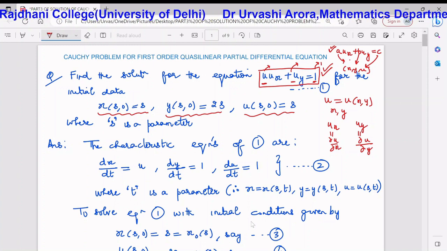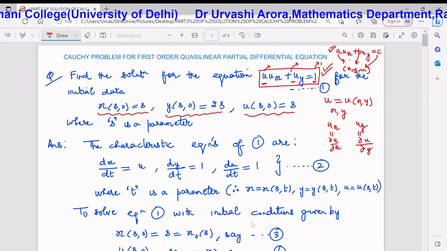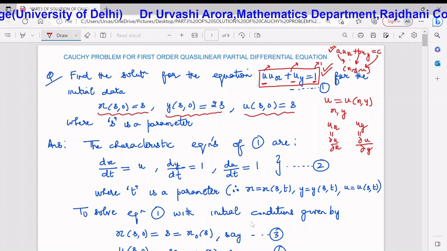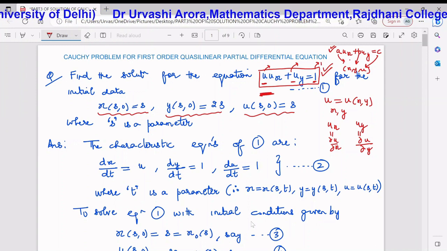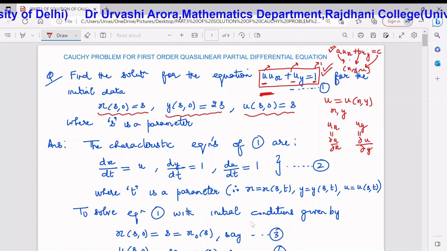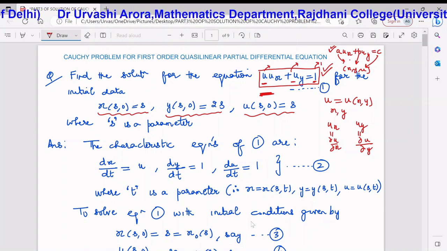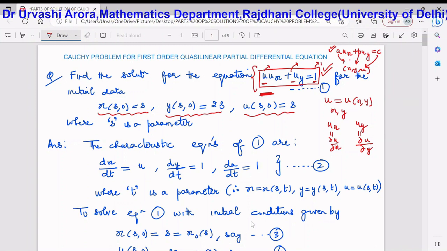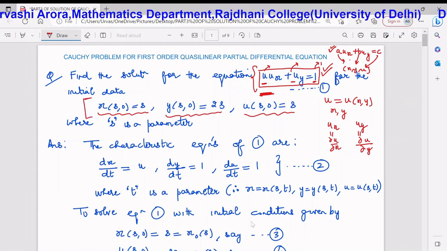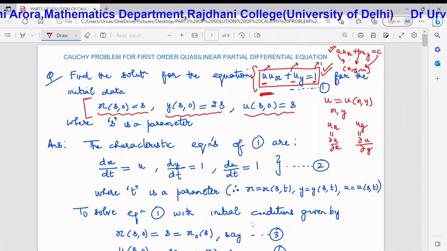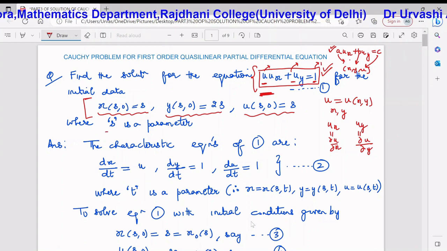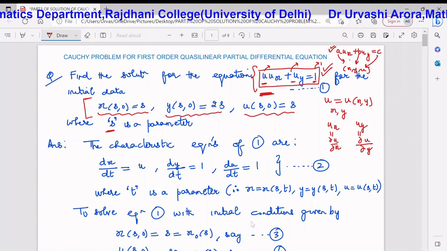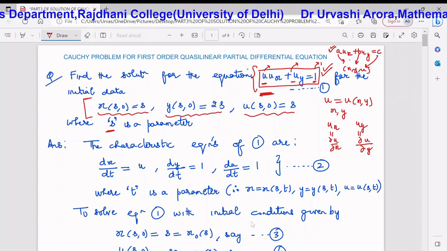We have already done a method regarding that. In my earlier video, I have already explained that if you are given a first order quasi-linear partial differential equation of this type, then you can use Lagrange's method or the method of characteristics for solving it. But the point is that in this particular problem, you are not only given the equation, but you are also given the initial data or the initial conditions, and these conditions are given in parametric form where s is a parameter.